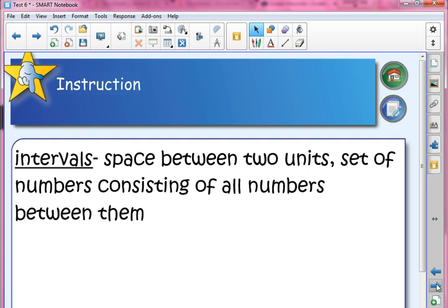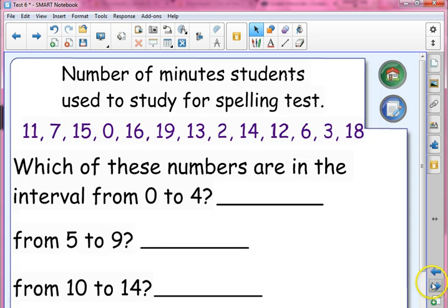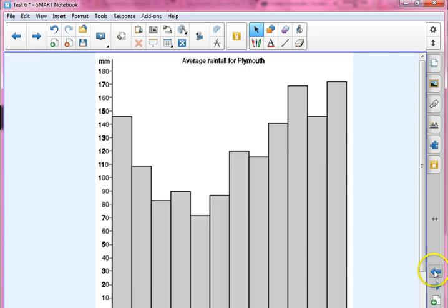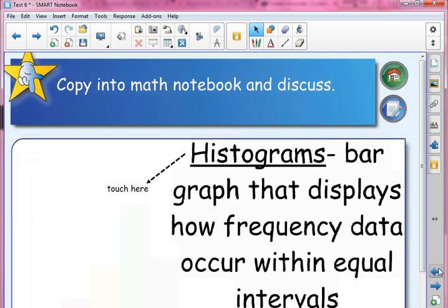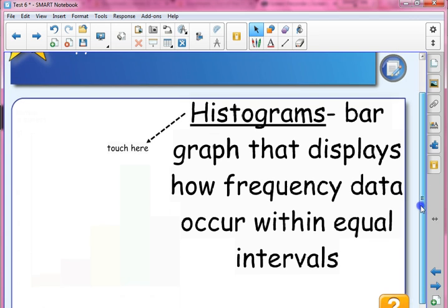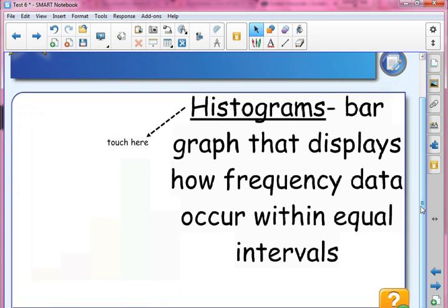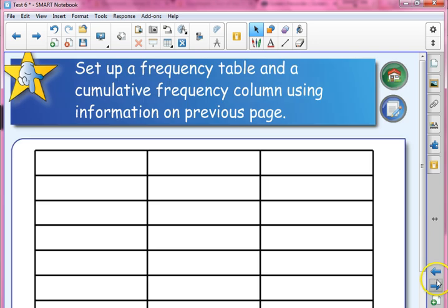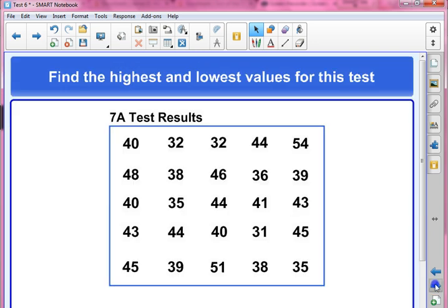The intervals are the space between two units, a set of numbers consisting of all numbers between them. I'm going to skip lots of stuff. Oh, sorry. Too far. All right, histograms are a bar graph that displays how frequency data occurs within equal intervals. And in a histogram, the bars touch each other. In a bar graph, they do not.